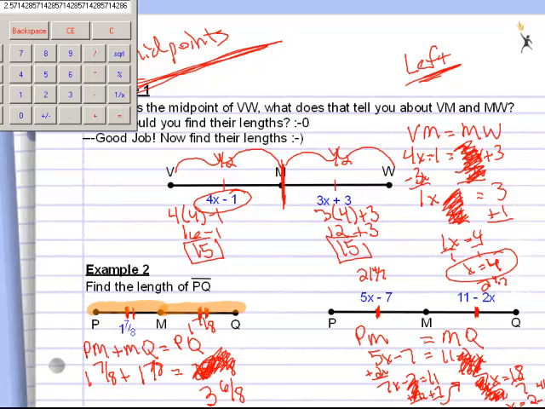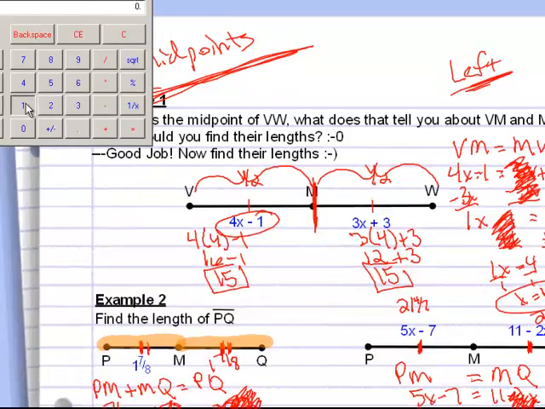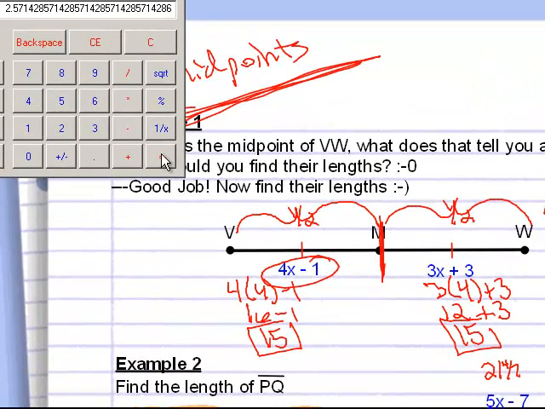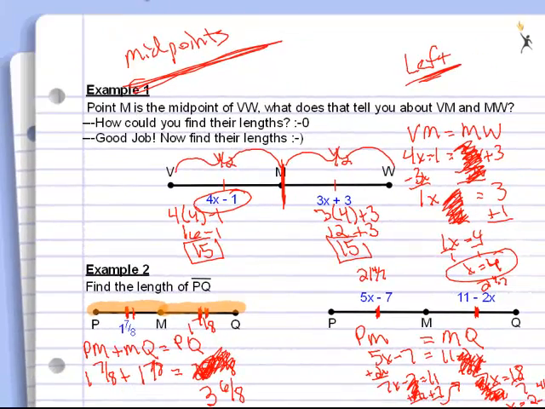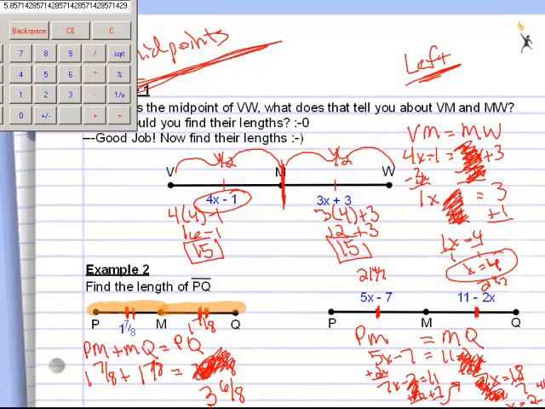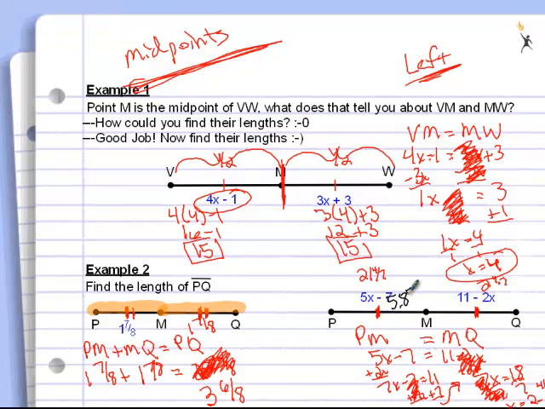I can take 2 4/7, times it by 5, and then subtract 7. And I find out that this side is, let me use a different color, 5.85. This side is also 5.85. So PQ is 5.85 plus 5.85, or 11.7.